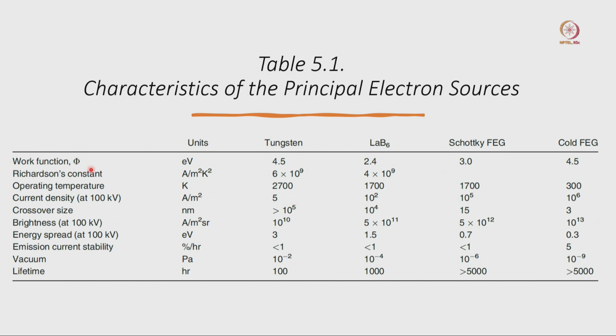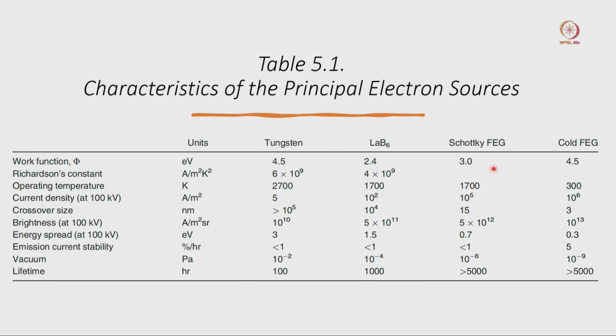So here there are some values. For the tungsten filament you can see the work function is 4.5, for the LaB6 filament it is 2.4, and for Schottky it is 3, and the cold FEG it is 4.5 again. So how are we making a Schottky filament?